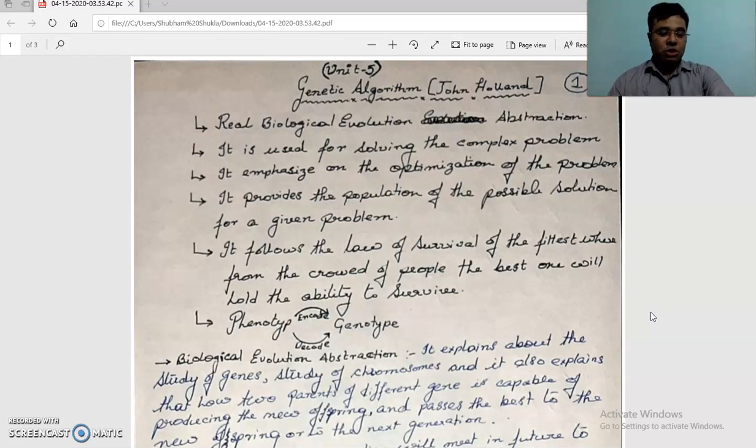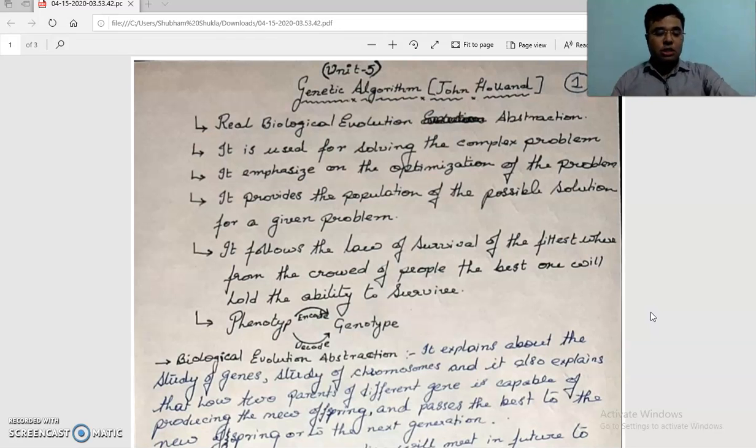Now let me tell you something about biological evolution. Biological evolution explains the study of genes, the study of chromosomes, and it also explains how two parents of different genes are capable of producing a new offspring. The important point is that it emphasizes how two parents of different genes are capable of producing the new offspring.